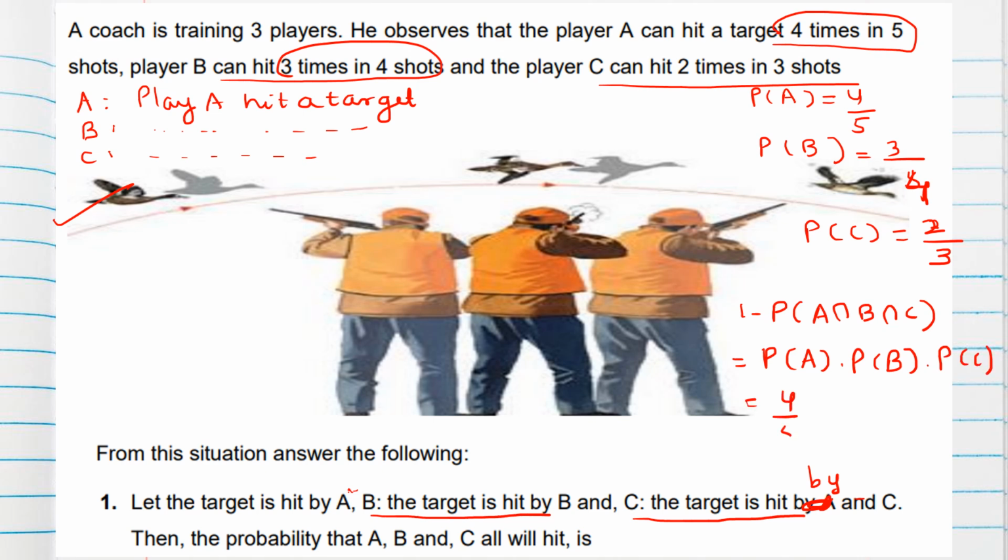So 4 by 5, 3 by 4 and 2 by 3. You will observe the cancellations here. 4 will get cancelled, 3 will get cancelled. The final answer for the first question will be 2 by 5. Okay, now the next question.